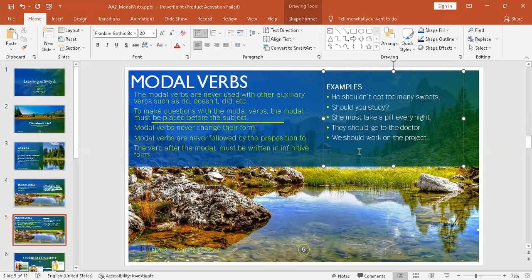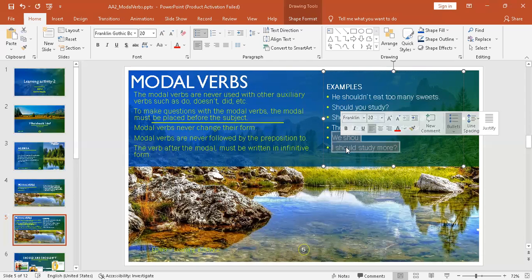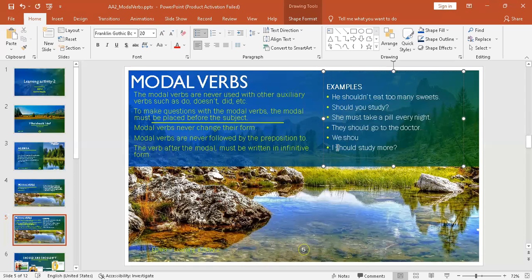Y es algo que infortunadamente cometen mucho los estudiantes, los aprendices, pues porque hacen un uso excesivo de los traductores en línea, entonces se les olvida. Entonces simplemente ponen la oración I should study more. Y esa no es la forma acertada de preguntar, ¿cierto? Yo tengo que invertir. Should I study more? Como se los había puesto ahorita.